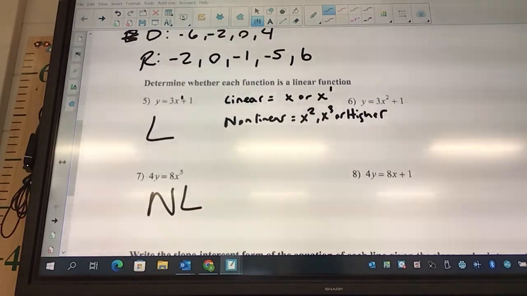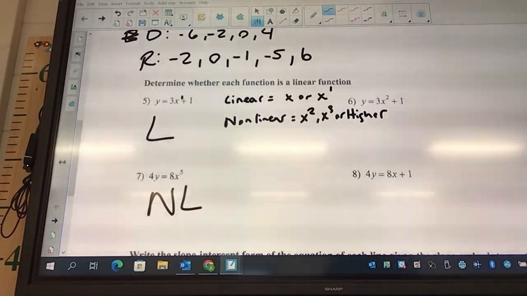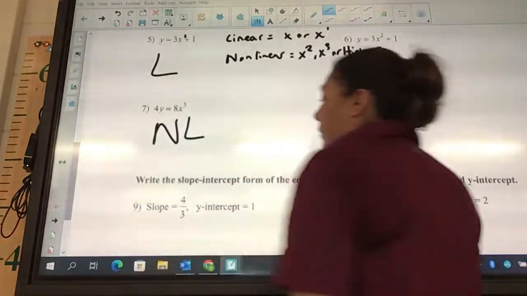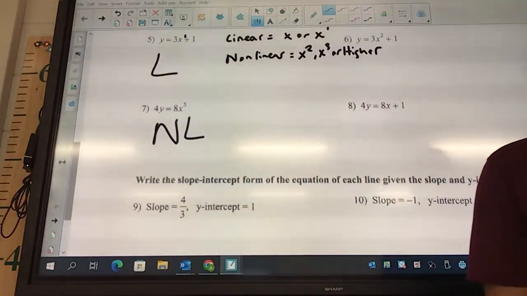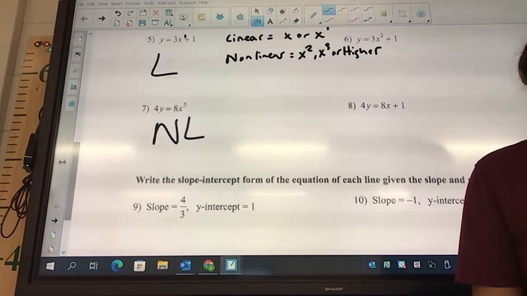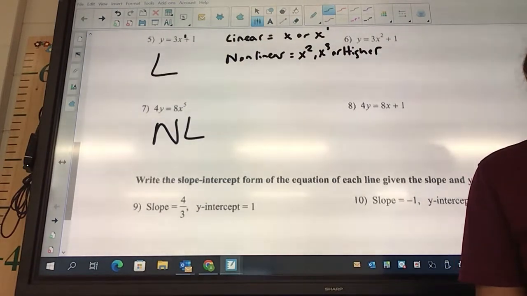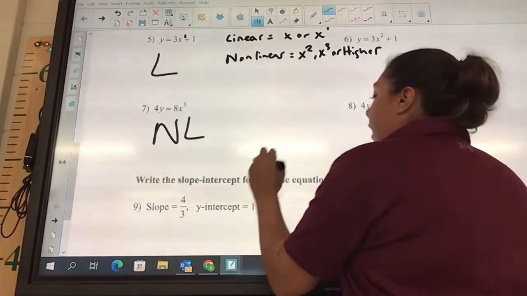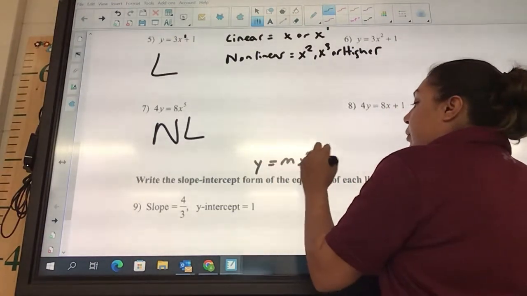Okay, the next section on there says write the slope-intercept form of the equation of the line. What is slope-intercept form? Anybody remember? Nobody? y equals mx plus b. Okay, y equals mx plus b.